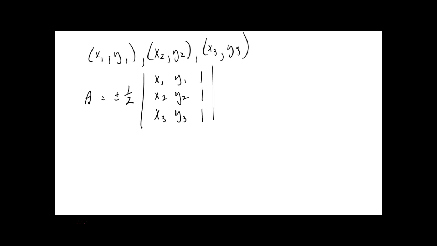Now, they have a little proof here, and it's a pretty nifty little proof. They take the triangle in the first quadrant. It's convenient to do that because everything's positive there.